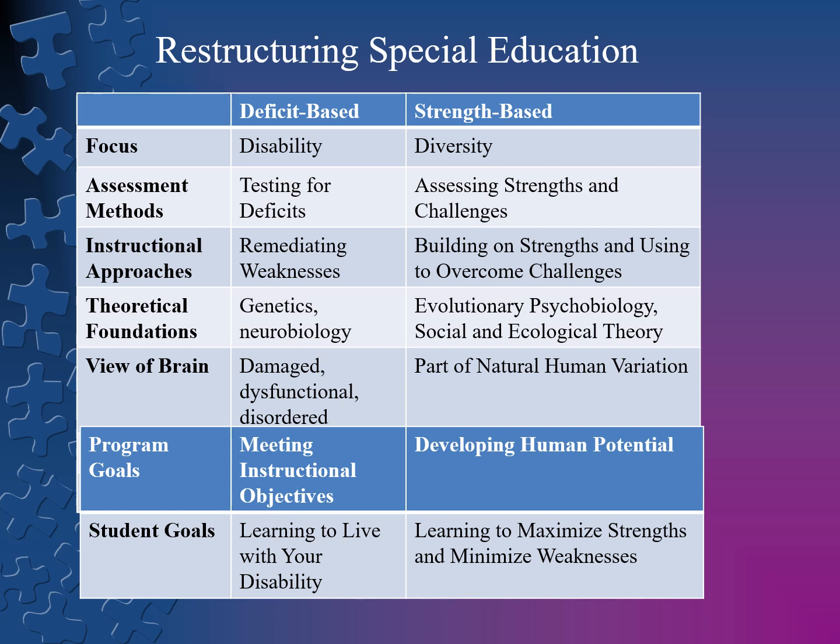The program goals of a traditional special education program are meeting instructional objectives. This is certainly a part of the strength-based approach, but the wider view is that ultimately we want to be helping to develop the potential of each individual within the special education system. And finally, the way we explain to students about their difference or their disability also differs. The deficit-based approach tends to take a learning-to-live-with-your-disability kind of approach, whereas a strength-based approach involves more of a learning-to-maximize-your-strengths-and-minimize-your-weaknesses kind of approach.